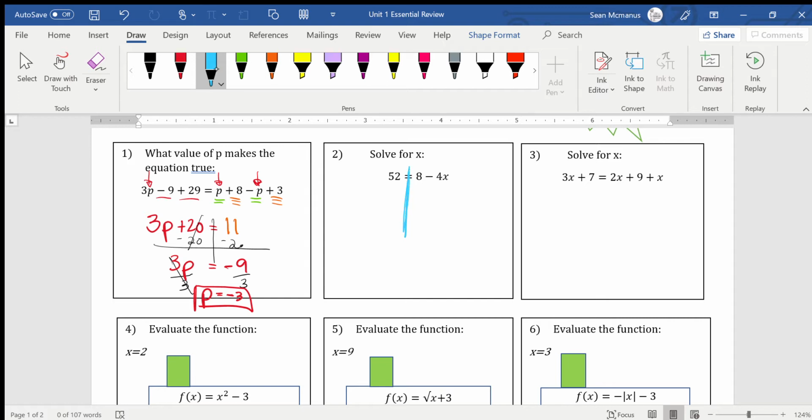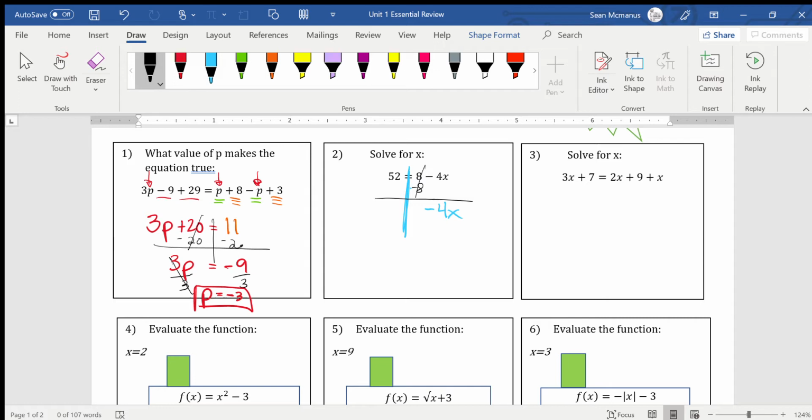So there's my scale. Both sides are even. So what I do to one side, I have to do to the other to keep it even. So I'm going to subtract 8 from this side because I don't want the 8 with the x. I want the 8 away from the x, so I've got to get rid of it. 8 minus 8 is 0, so that goes away. And I end up with just a negative 4x on this side.